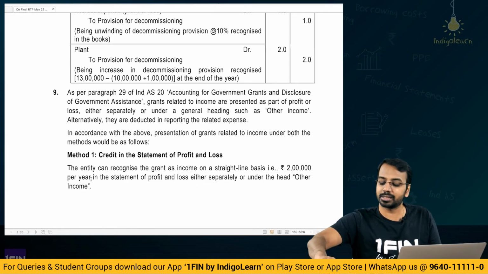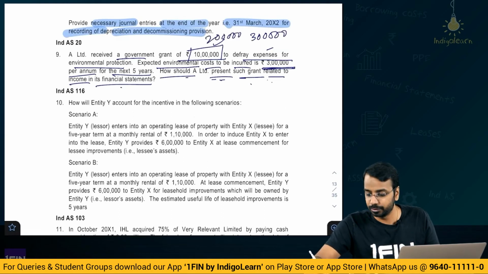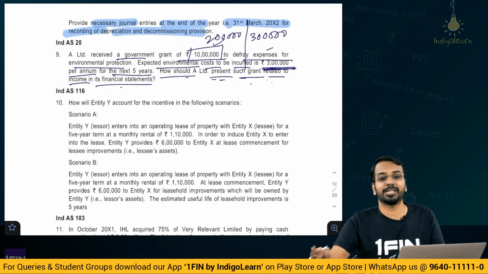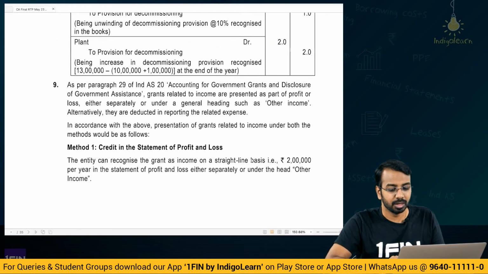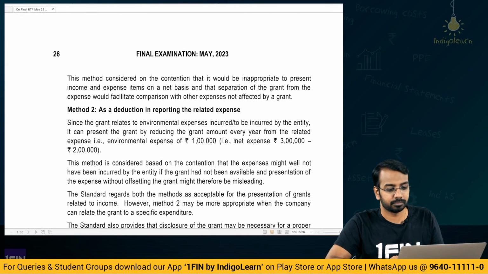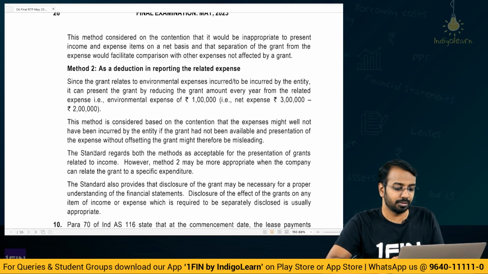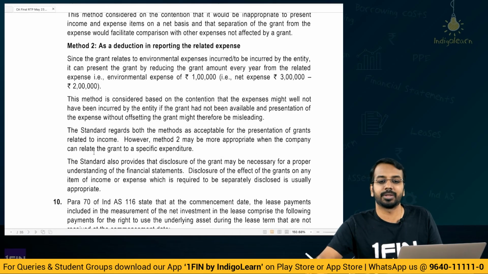Now, why 2 lakhs? Because 10 lakhs is the grant. Every year 3 lakhs for 5 years. So, 3 lakhs is the expense. Over 5 years, 2 lakhs will be the income which will be recognized. If this ratio is different, in that ratio you will recognize. Here every year expense is 3 lakhs, so 2 lakhs per year, right. Then you can recognize it on a straight line basis under other income. Other option is 3 lakhs minus 2 lakhs, 1 lakh you can put it up, right. So, either way you can put it up and give a proper disclosure as to which method the entity has followed.